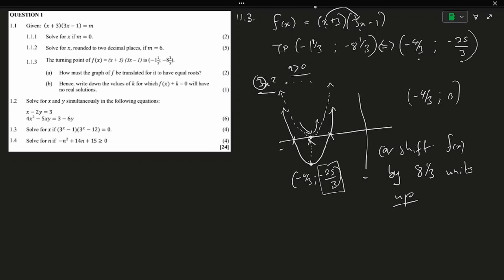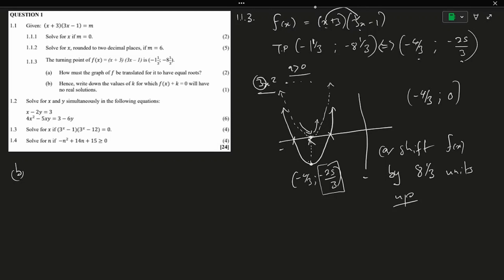Now let's go to B. B says, hence. When they say hence, it means you don't need to think further. You need to use whatever you've been given right here, or whatever you've found right here. So hence, write down the values of k for which f of x plus k equals 0 will have no real solutions. Again, let's look at this.